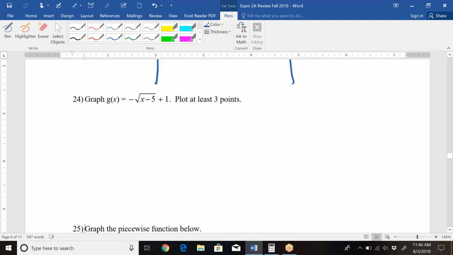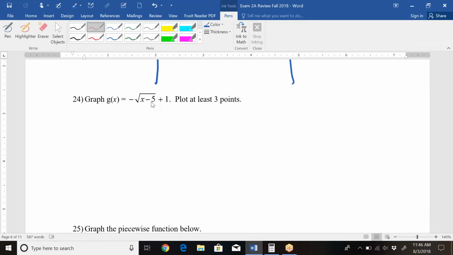Okay, let's do this one. This one actually has 3 transformations. It has a shift to the right inside. So this is going to be right 5. This is a reflect over the x-axis. And this is then up 1.